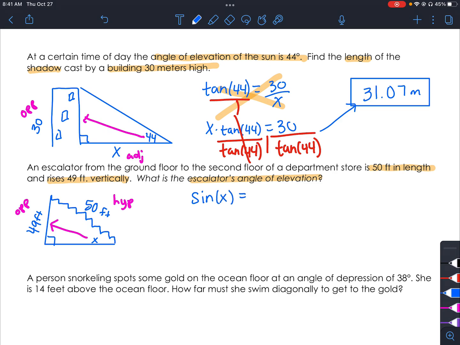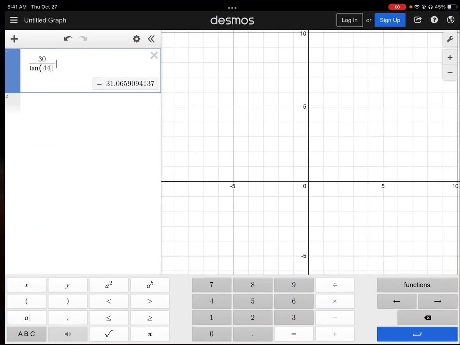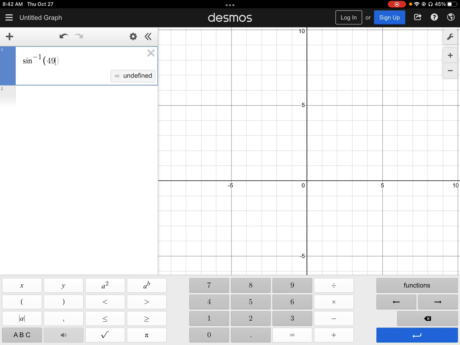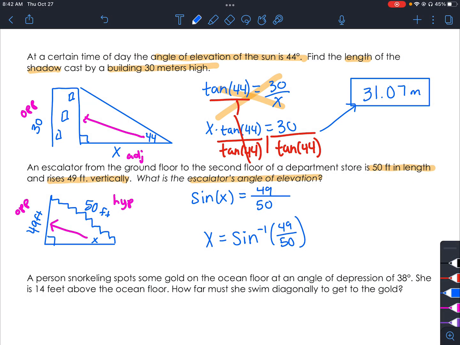So sine of x equals opposite over hypotenuse. And we don't know the angle, so we have to use inverse trig. So it's 78.5, so we'll round that to 79 degrees.